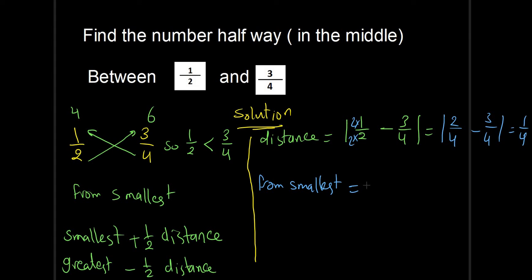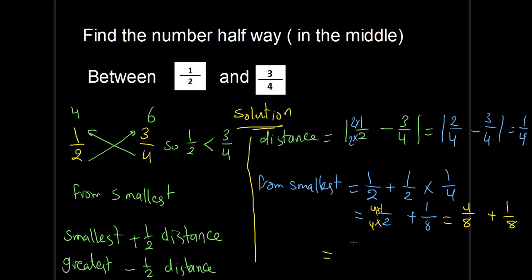So from the smallest, write the smallest, which is 1/2, plus half the distance, half times 1/4. Sorry, this one is plus. 1/2 plus 1 times 1 equals 1, 2 times 4 equals 8. Now we must have a common denominator. We must multiply 1/2 by 4 over 4. It's the same denominator. So it will be equal to 4/8 plus 1/8. The answer equals 5: 4 plus 1 is 5. We don't add the denominators.